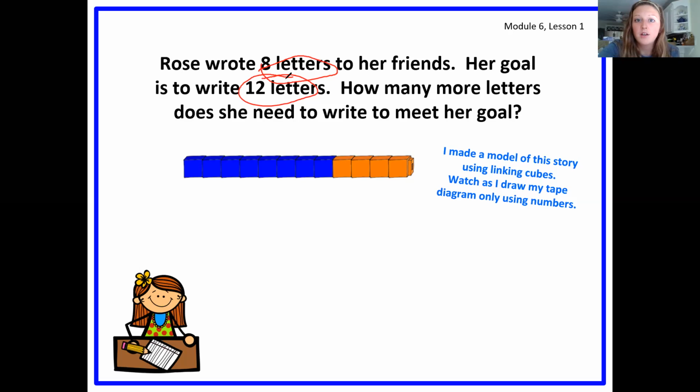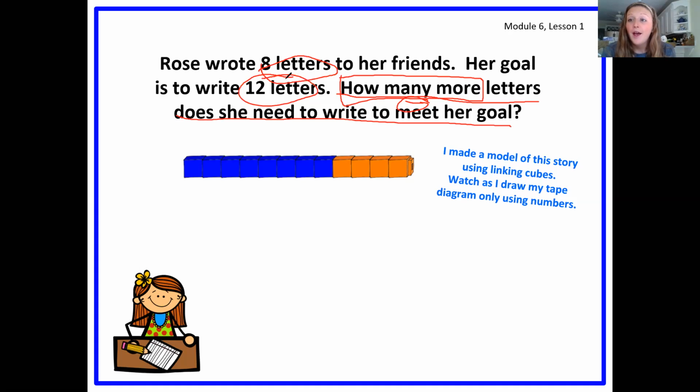Underline my question. How many more letters does she need to write to meet her goal? Okay, so I'm trying to answer how many more she needs. So my box my action word. I want to know how many more she needs. So what is how many more? If I want to know how many more, I need to know how many she needs to add to it, or what's the difference between where she's at and her goal. So I'm going to be subtracting. Okay, so I'm going to put the subtraction sign right there. I hope you can see it okay.